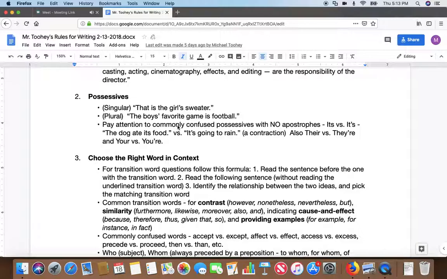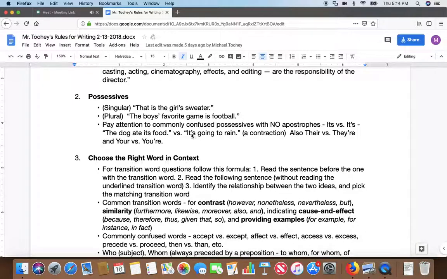All right. Commonly confused possessives with no apostrophes. These are ones we mess up all the time, especially in texting. Its, your, and their are possessive forms without apostrophes, right? And if you see them with the apostrophe, I think the best way to know if you're using the right form is to break it up into two separate words. When you see it's with apostrophe, break it up into it is, and you know if you're using the right form or not.